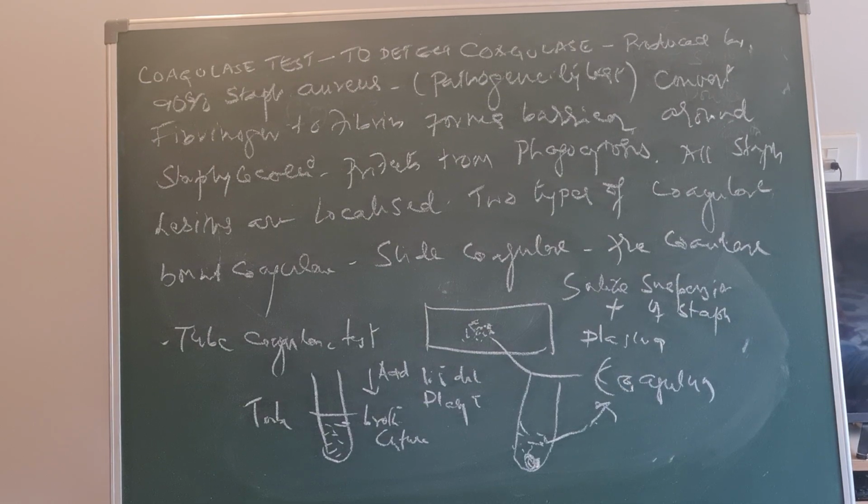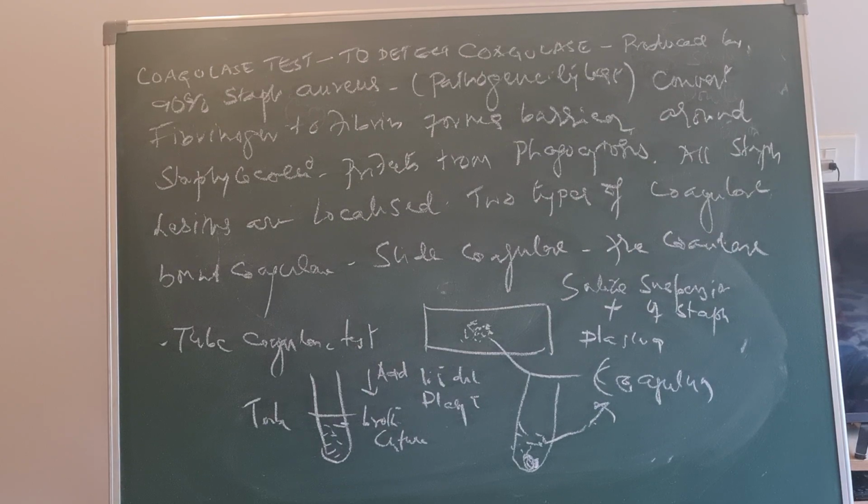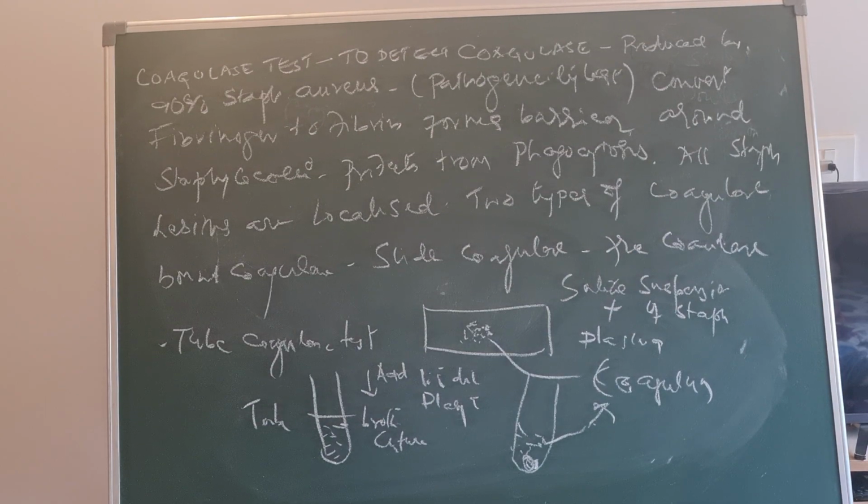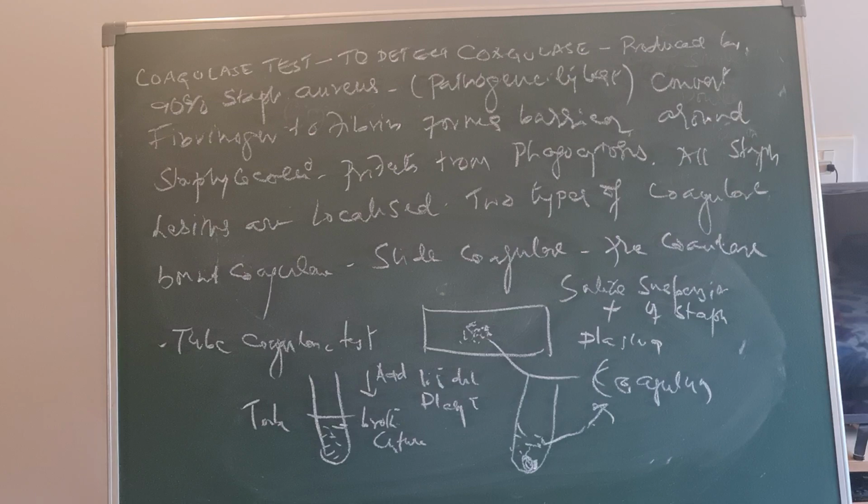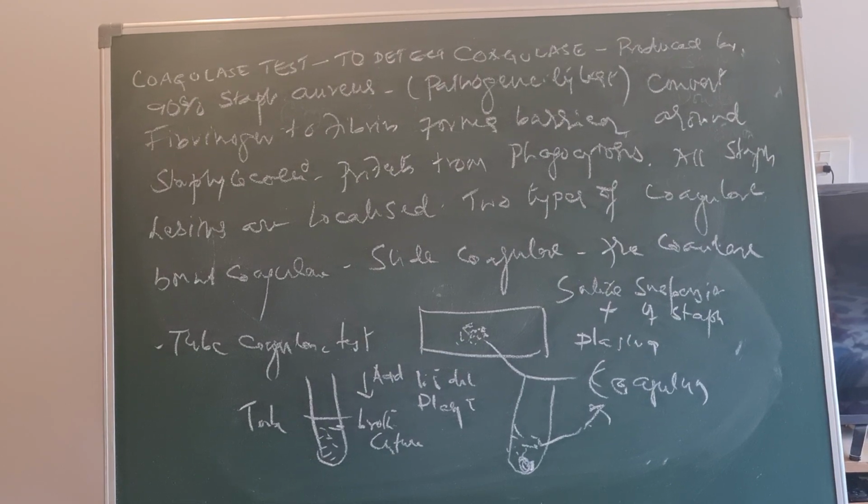Coagulase is an enzyme produced by staphylococci. Coagulase enzyme converts fibrinogen into fibrin.